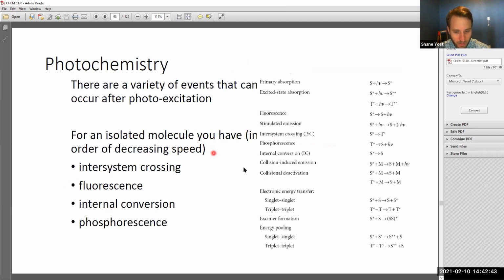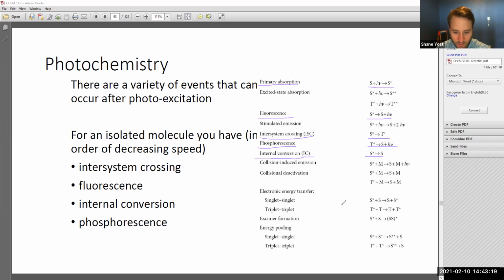And once you're in that singlet excited state, that state can decay in a variety of ways. Here is a list of some of these different ways. Mainly focus on things like fluorescence, intersystem crossing, phosphorescence, and internal conversion. These are all first order rates, first order reactions, just like absorption is a first order process. We'll focus on these because these happen in every molecule.